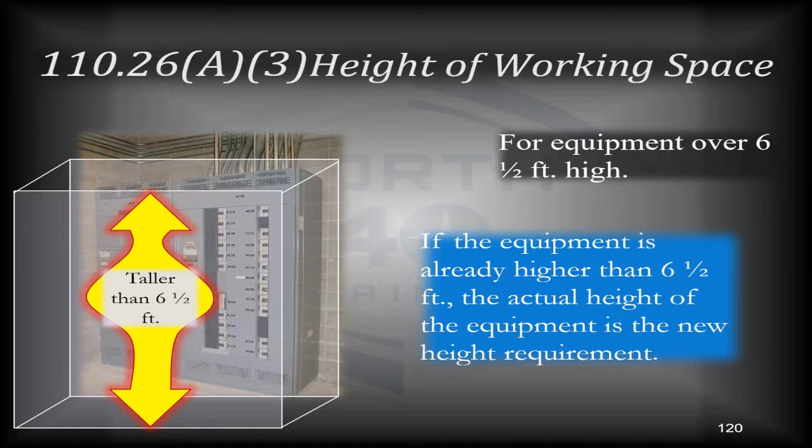If the equipment's taller than 6.5 feet, then the new height of the working space is going to be the height of the equipment. So you've got to have a minimum of 6.5 feet, without the authority having jurisdiction giving you any clearance for less than that. Even if it's 3 feet off the ground, you've got to have the minimum 6.5. However, if your equipment is 10 feet tall, the new height of the working space is 10 feet from the floor grade.